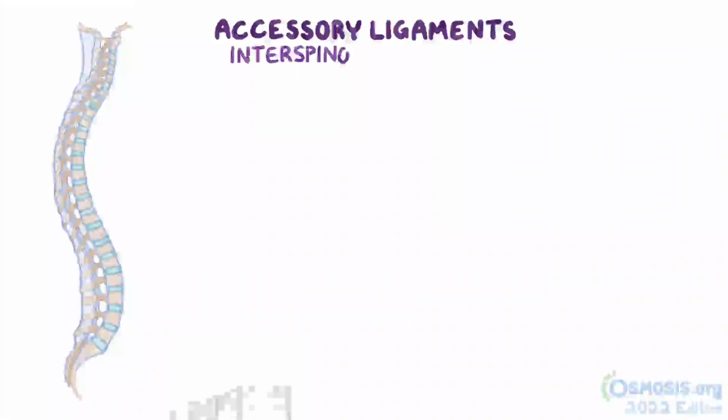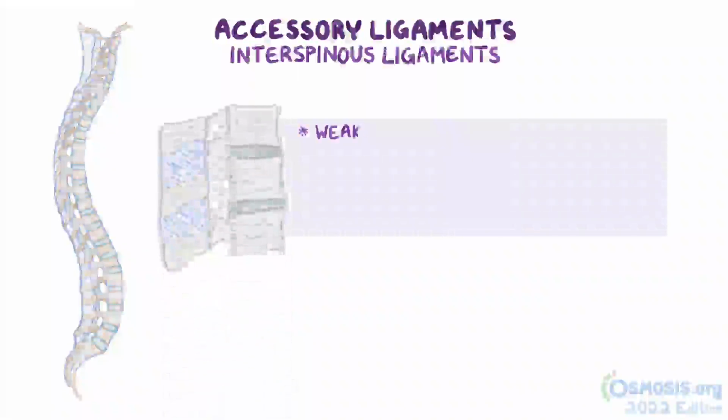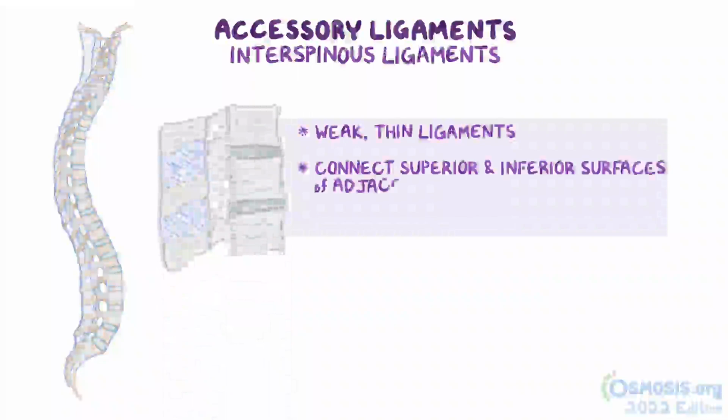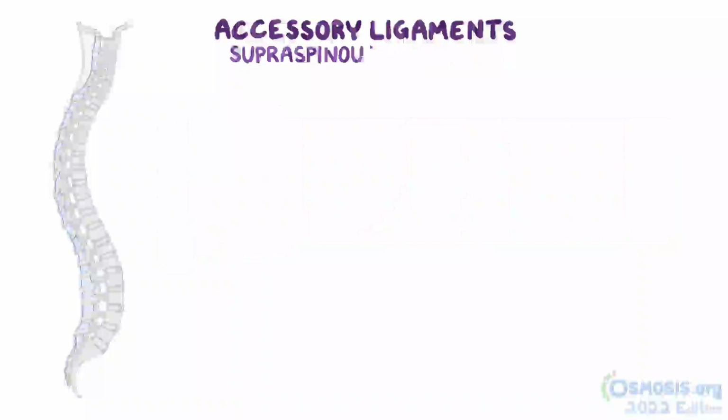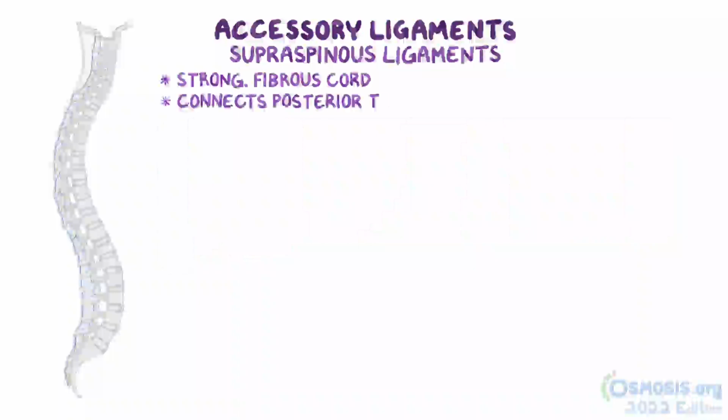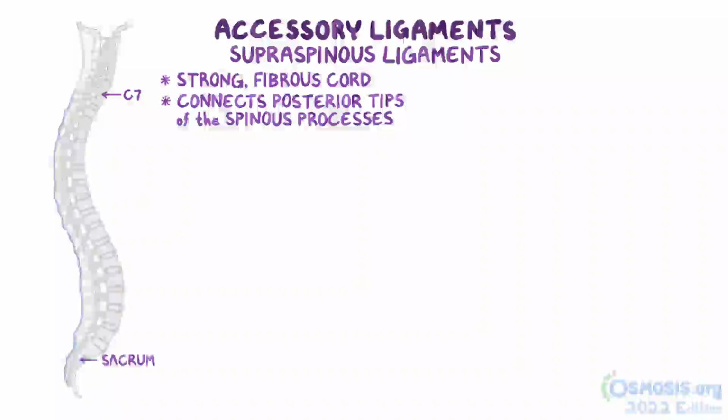Next up are the interspinous ligaments. These are weak, thin ligaments that connect the superior and inferior surfaces of adjacent spinous processes, which help limit flexion of the vertebral column. On the other hand, the supraspinous ligaments form a strong, fibrous cord that connects the posterior tips of the spinous processes from C7 to the sacrum and also act to limit flexion of the vertebral column.